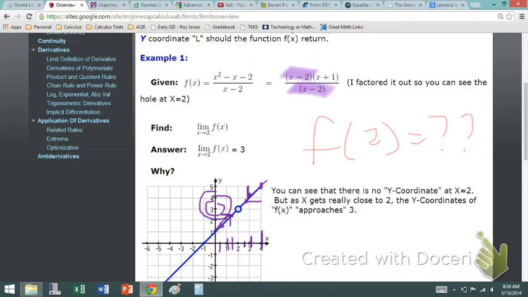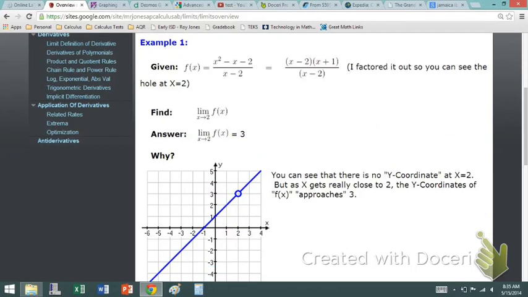So that allows us to say that the limit of that function f of x as x gets really close to 2 is 3. So the second example I want to show you.